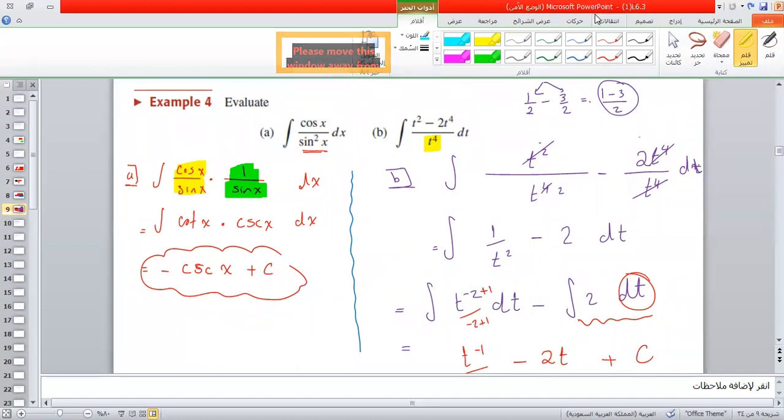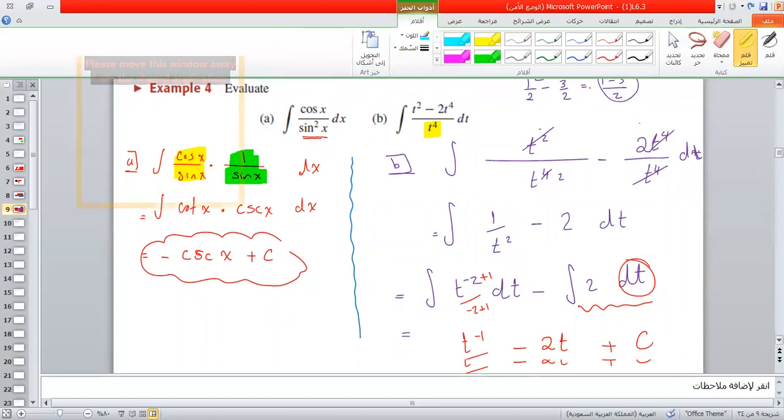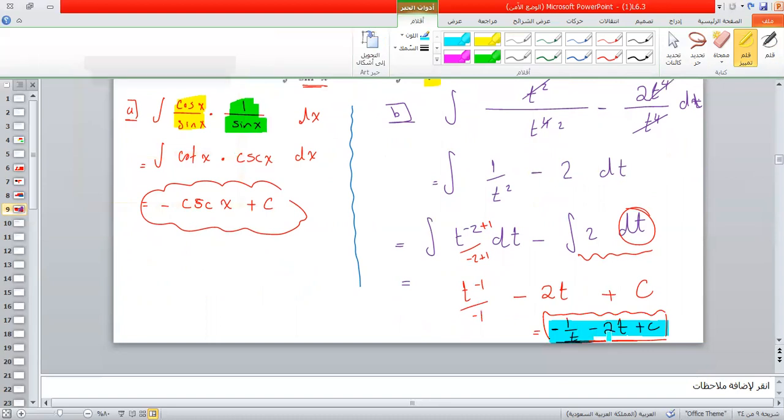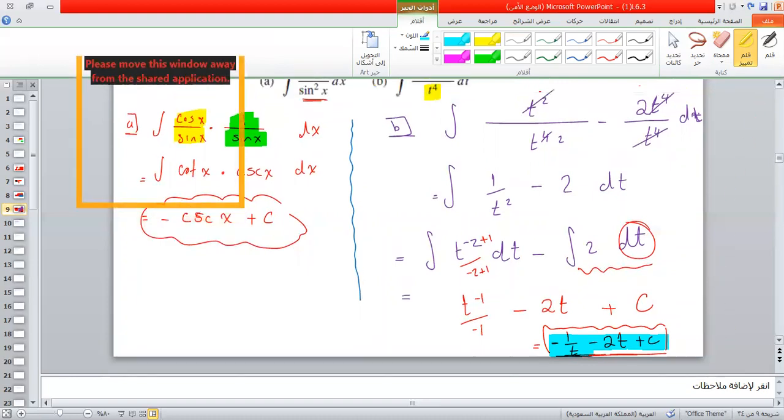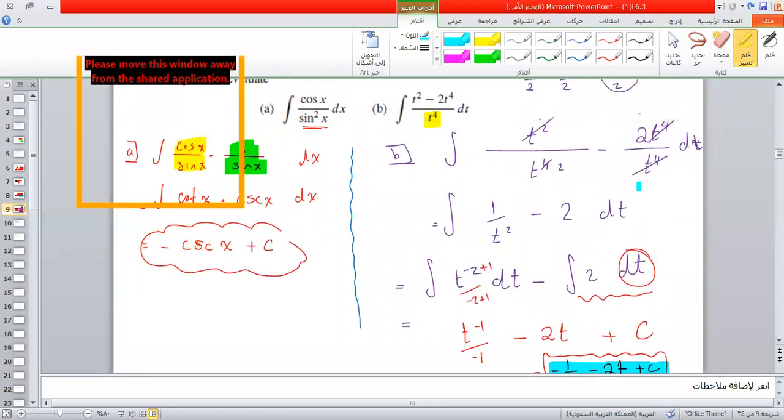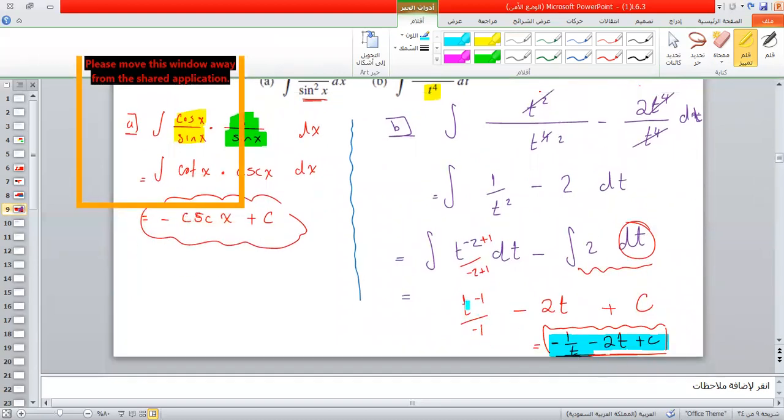Okay, the final answer is negative 1 over t minus 2t plus c. A student asks: Mister, t to the power of negative 1, isn't it 1 over t? Yes. No, the final answer, t power negative 1, I wrote it as 1 over t, but the negative is outside, as a negative in front. Okay.